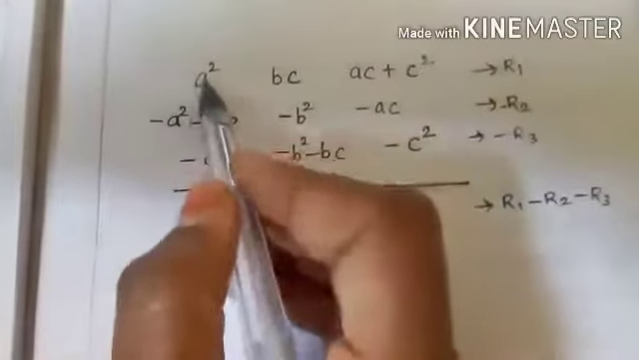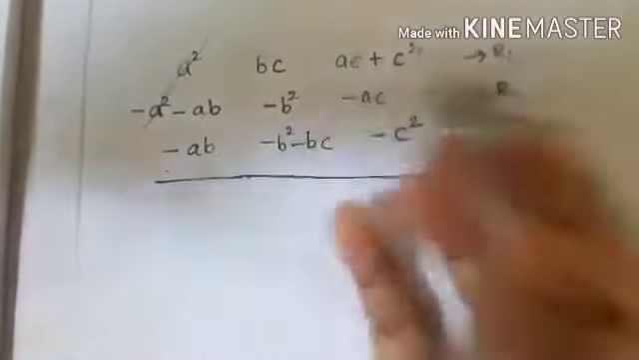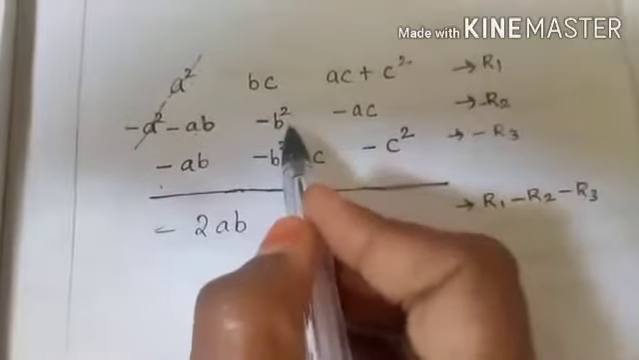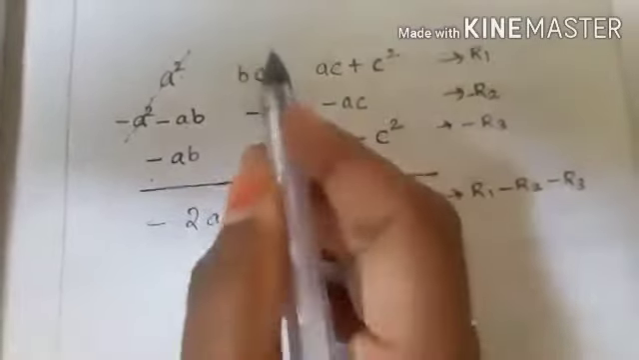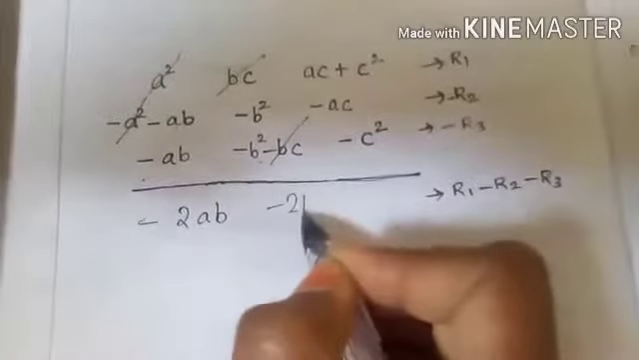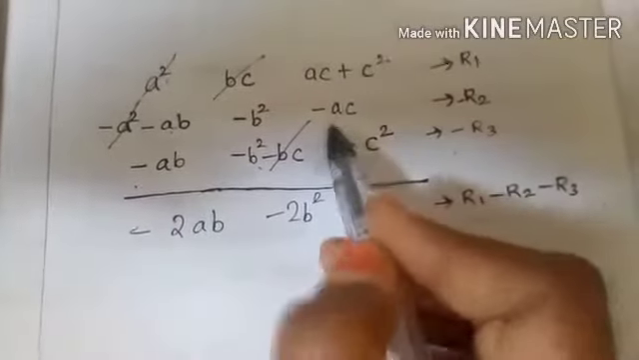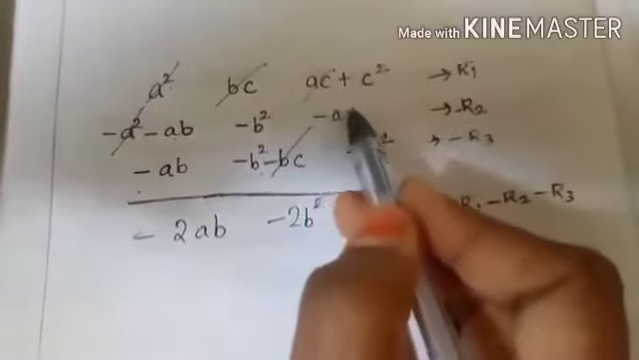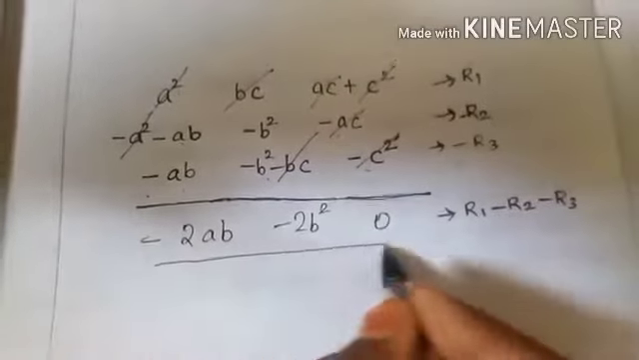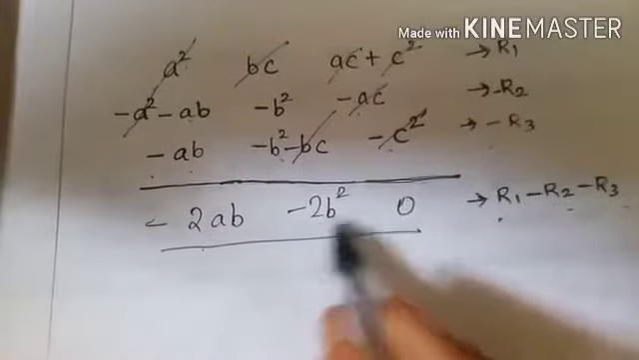So R1 minus R2 minus R3 is, here plus A squared, here minus A squared cancel. Minus AB minus AB is minus 2AB. Next, BC minus B squared minus B squared minus BC plus BC minus BC cancelled. Minus B squared minus B squared is minus 2B squared. Next, AC plus C squared minus AC minus C squared, so plus AC minus AC, plus C squared minus C squared cancelled. So 0. So therefore R1 minus R2 minus R3 is minus 2AB, minus 2B squared, 0.